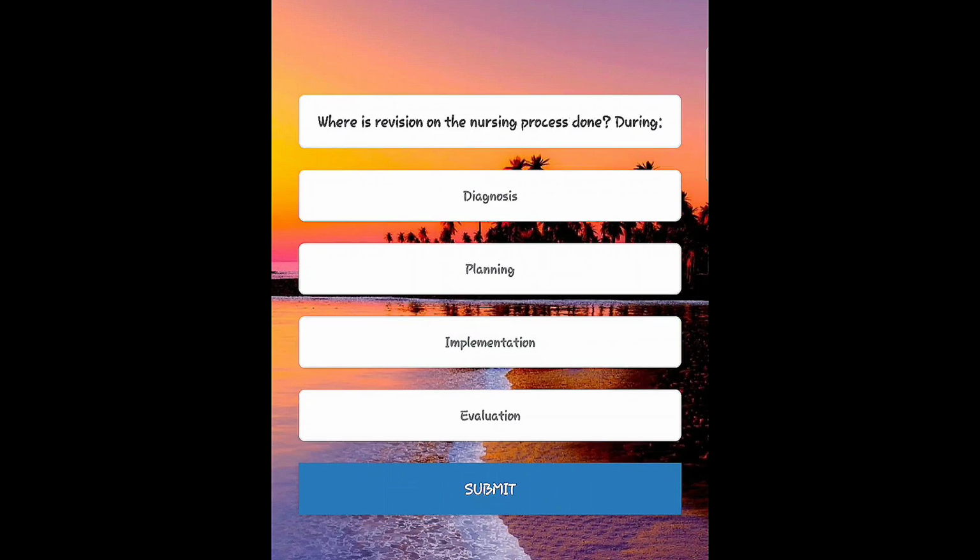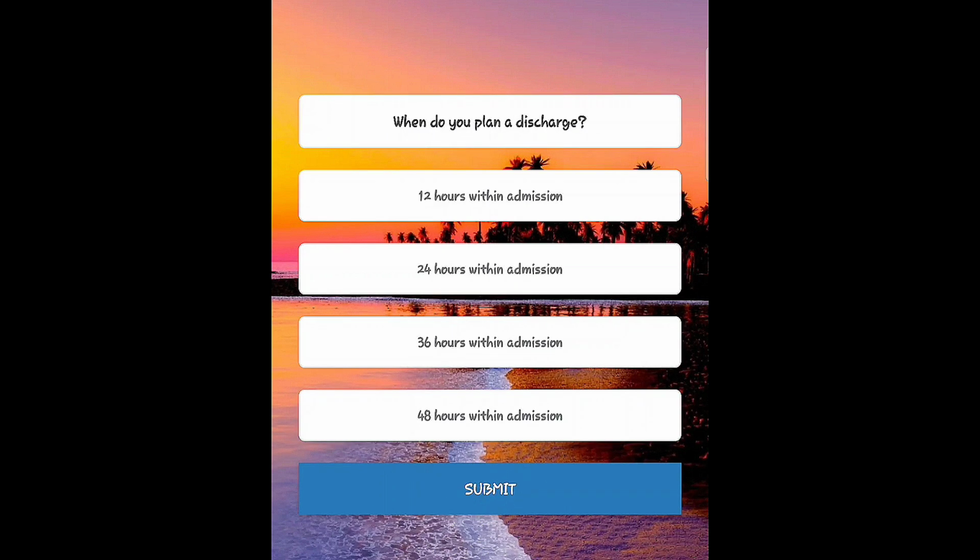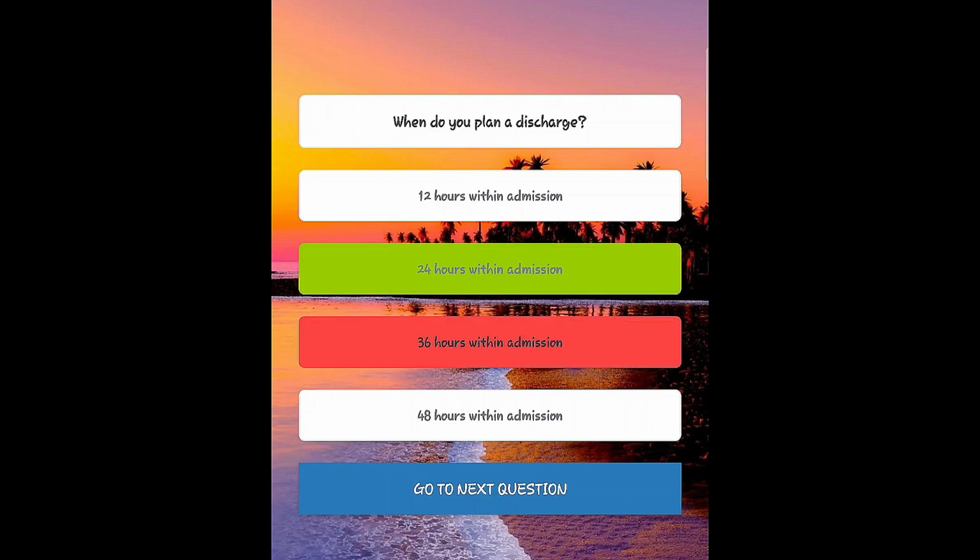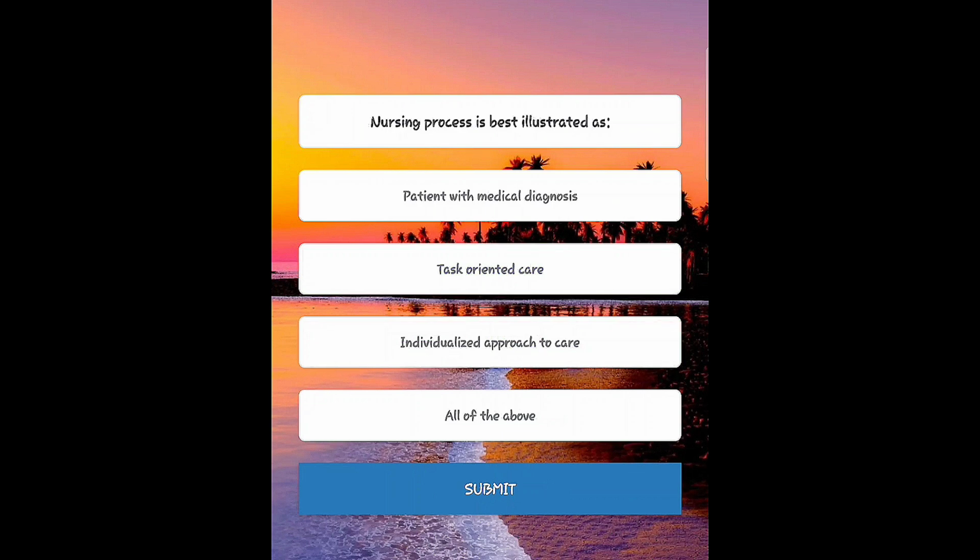Where is revision on the nursing process done? Revision, that's like when you are checking out what is being done. Yeah, revision, that is like when you see what you have done, like how well did you do. Yeah, that should be evaluation. When do you plan discharge? I'm not so sure about this, so I'll just use 36 hours. Okay, 24 hours. Nursing process is best illustrated as individualized approach to care.